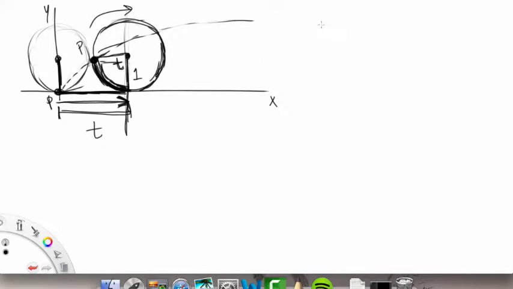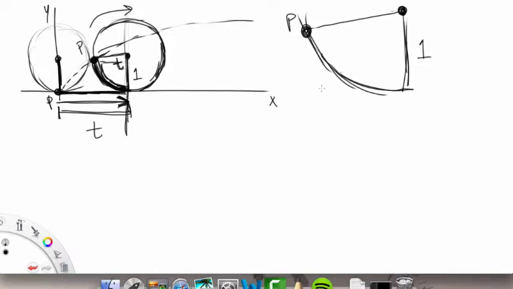So I'm going to blow up this circle here. Let's say it looks like this. Here's point P, and here's the center of our circle. This is 1. We already decided the radius is 1 because it's a unit circle. If we make a little triangle here, here's point P, and this is the x-axis.